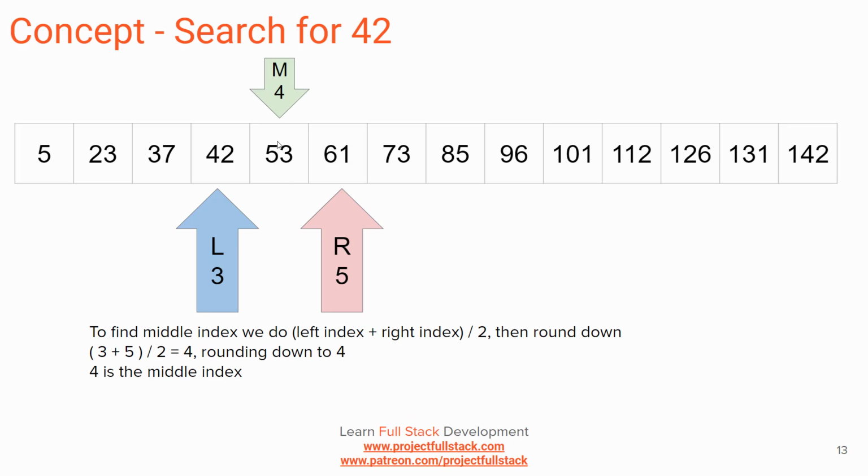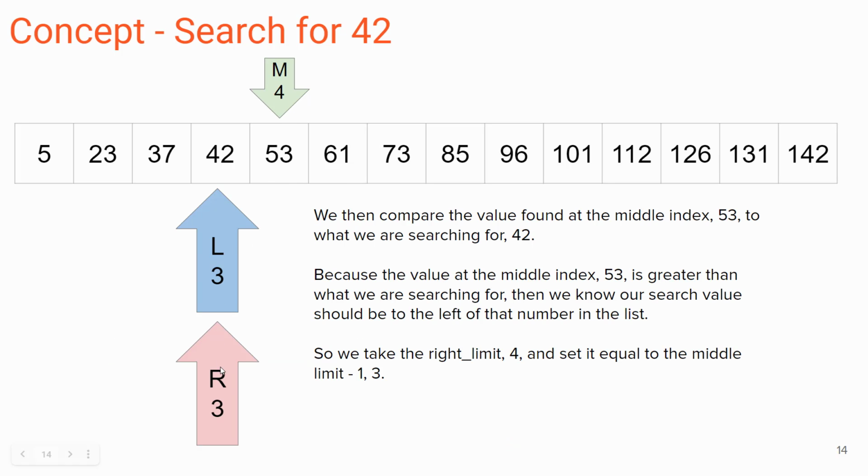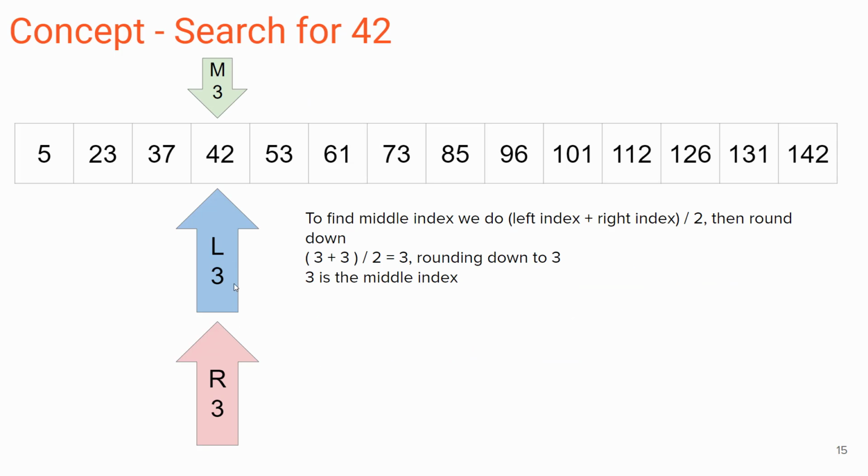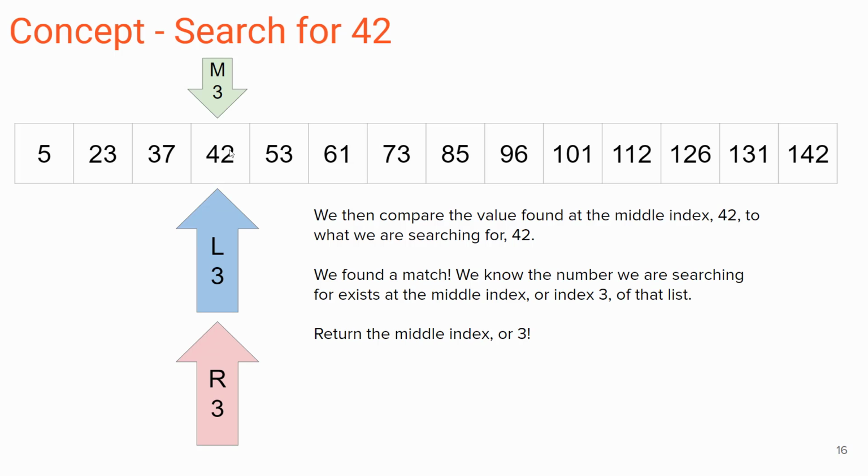Figure out what our middle is again. It's 53. 53 is greater than 42, so I need to move my right limit to be my middle -1, which puts it right there. I need to recalculate my middle. In this case, they're exactly the same. All 3 pointers point to the same index, which is fine. Recalculate that and do a comparison. 42 is what I'm looking for, so 42 is returned. Or excuse me, the index is returned. 3, the index is returned, not the value.